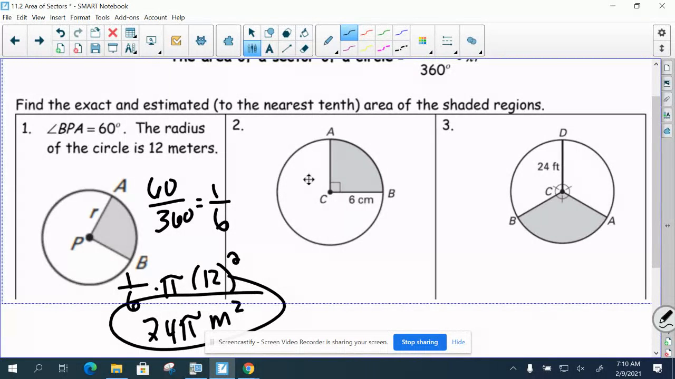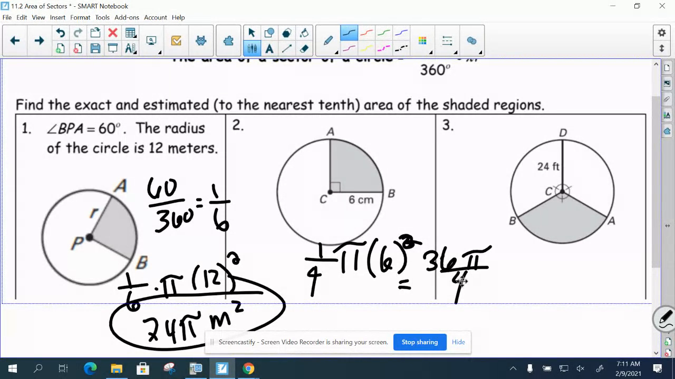All right, so these ones are similar. I'm just going to set up the equation, and then you would just simplify. So 1/4 pi times 6 squared, which would be 36. I guess I will work this one out. So this would be 36 pi. Sorry, I don't know why I said cubed. 36 pi over 4, and 36 over 4 simplifies to 9 pi.